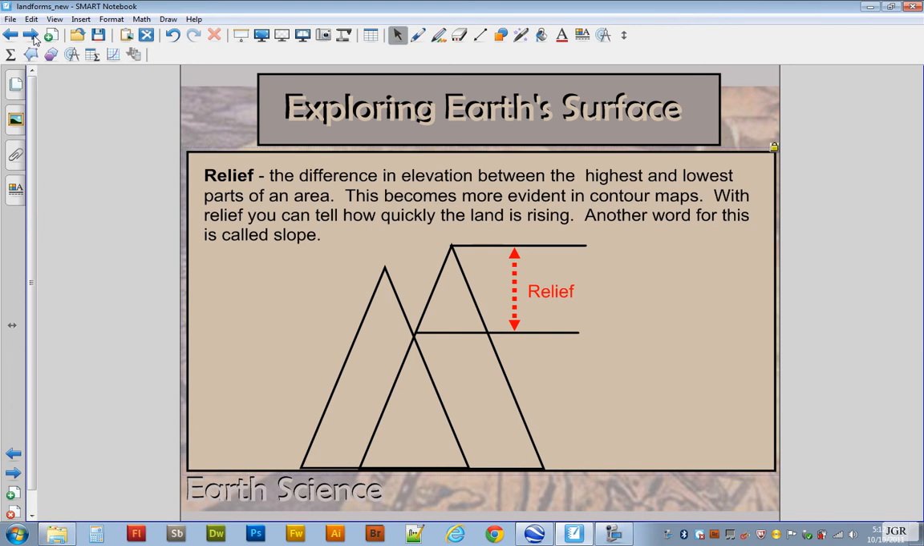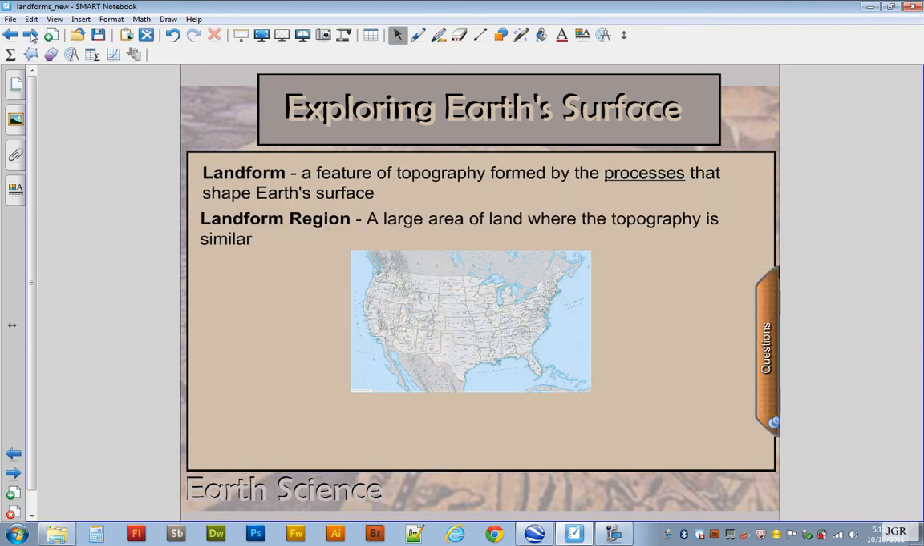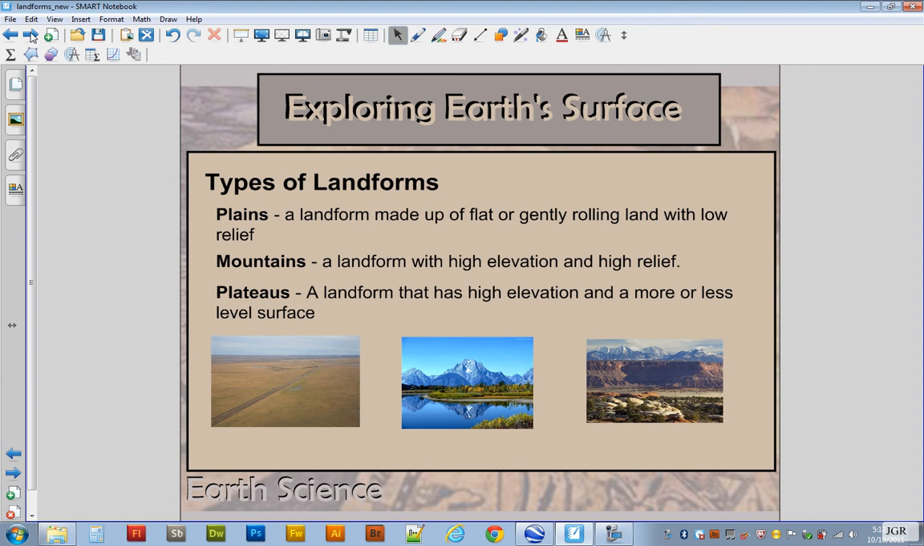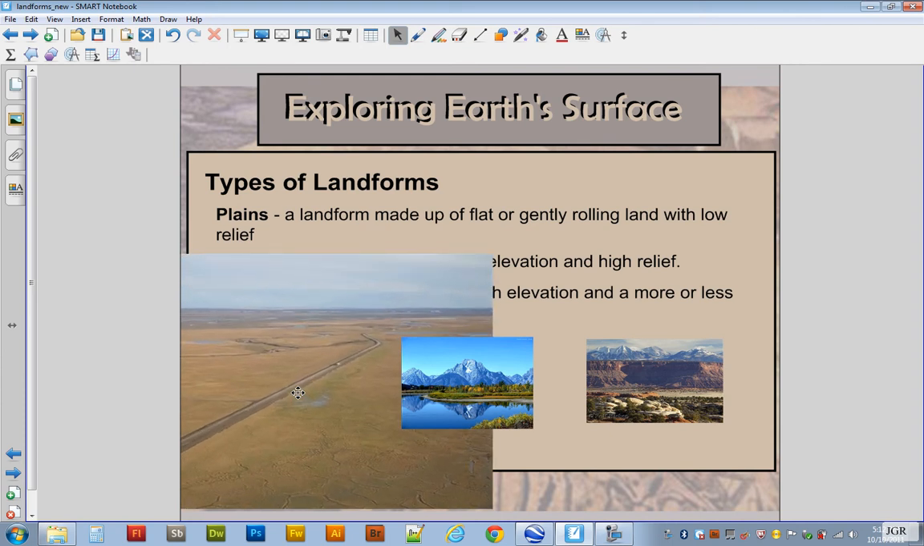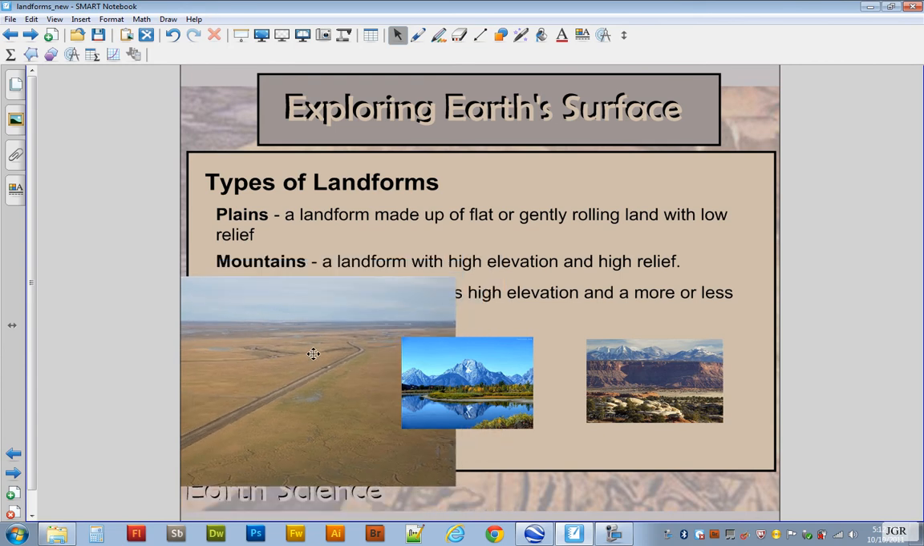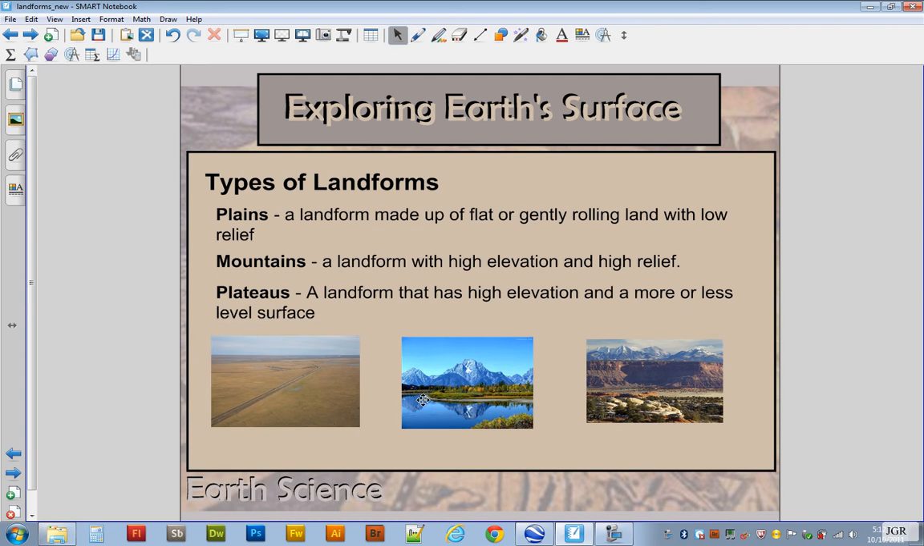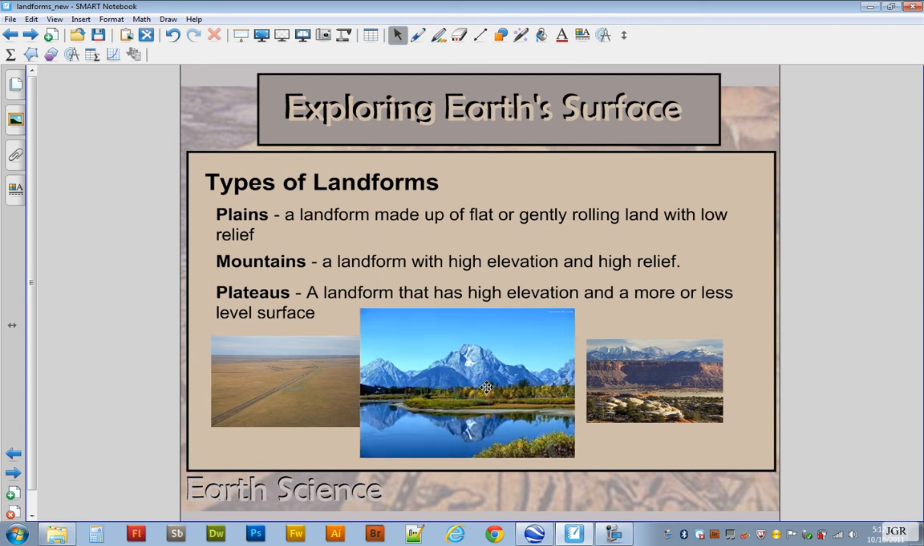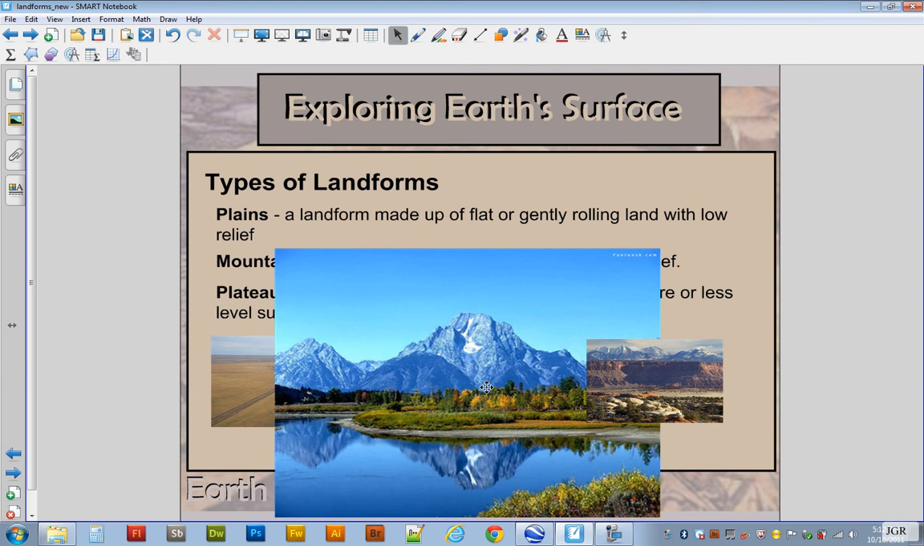Relief becomes more evident when we look at contour maps and contour intervals. Now, when we look at landforms, there are 3 types of landforms. Let me just show you the 3 types. The 3 types of landforms that we have are plains, mountains, and plateaus. We can see plains are very flat. So this is a picture of plains, and you can see that it's very flat or very gentle in the changes of relief. When we look at mountains, for example, mountains are very high, and they have very quick rises in their land slope.